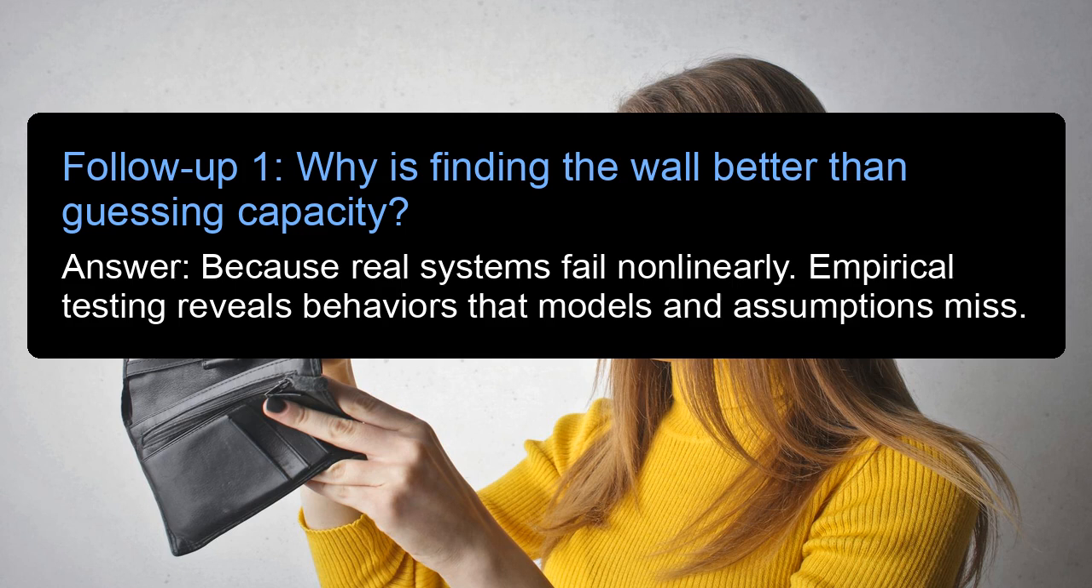Follow-up 1. Why is finding the wall better than guessing capacity? Answer, because real systems fail non-linearly. Empirical testing reveals behaviors that models and assumptions miss.